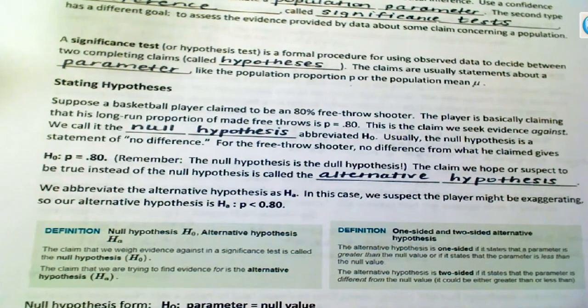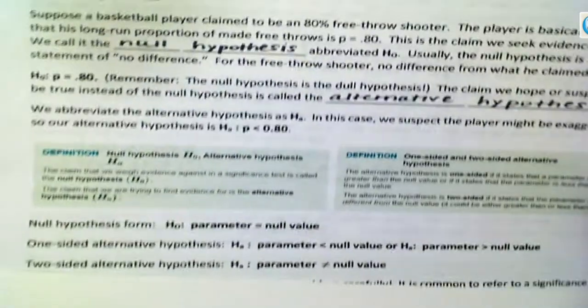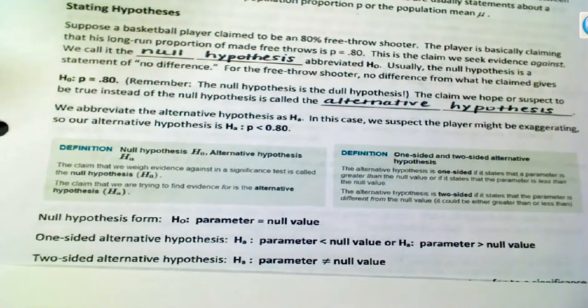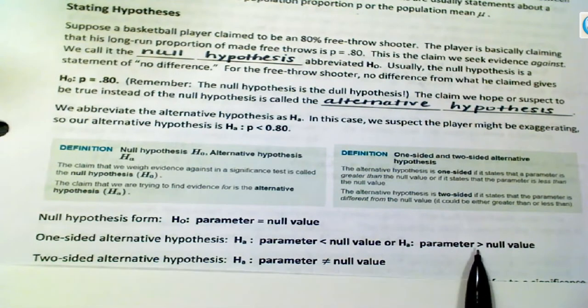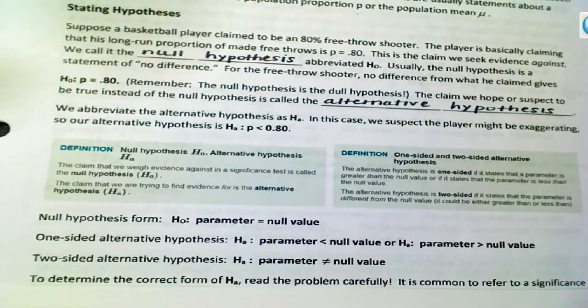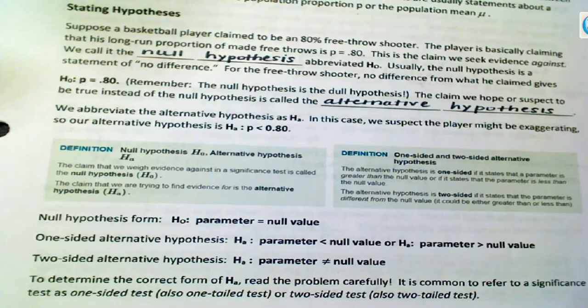So the null hypothesis form is usually P equals whatever the value is, okay? And then the Ha, or the alternative hypothesis, if it's one-sided, is going to be less than or greater than. And then two-sided is just not equal. So we're going to go through some rules about stating this correctly, okay?